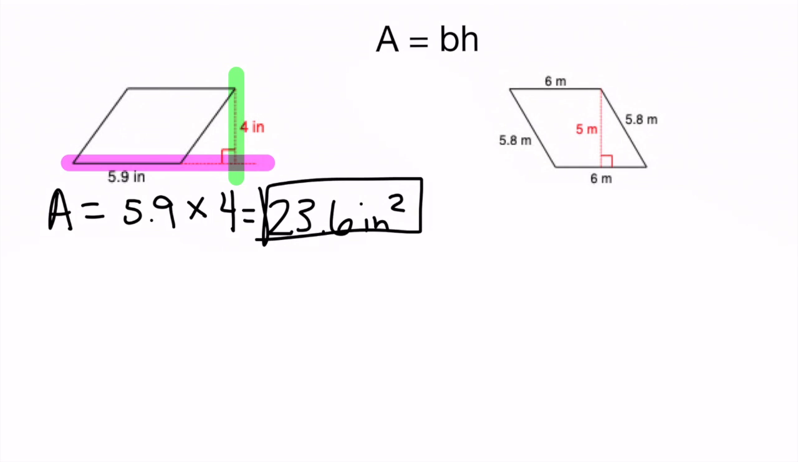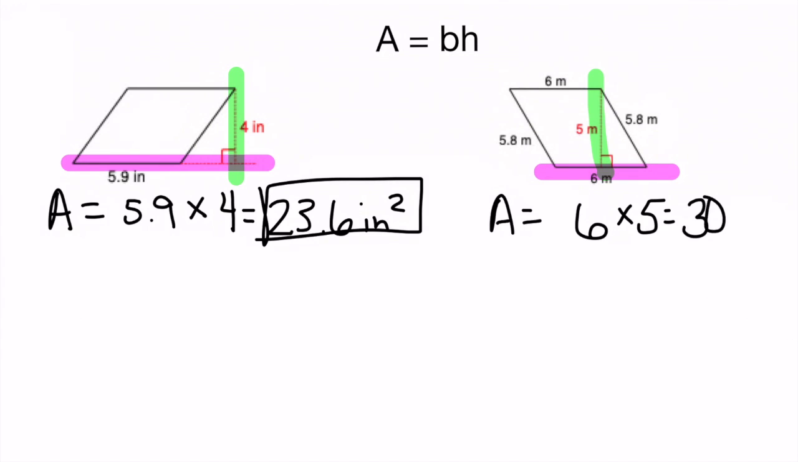So let's look at this one. We have base and then our height. So this would be area equals our base of 6 times our height of 5, which gives us 30 meters squared. So this is pretty easy.